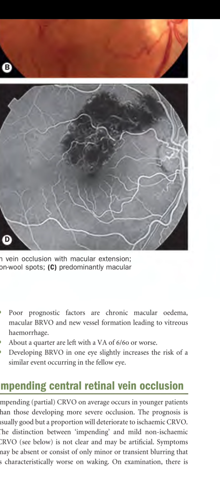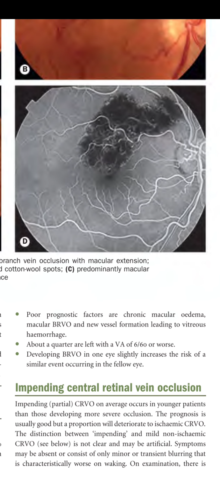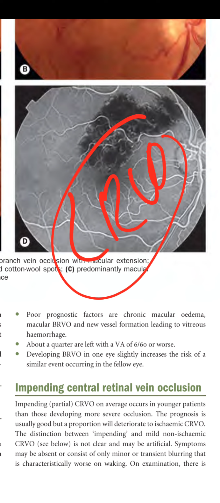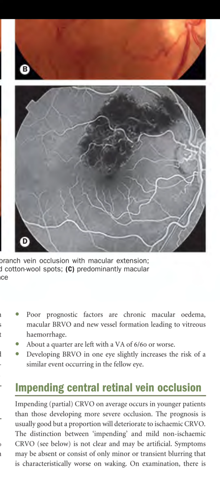So next is an impending CRVO, central retinal vein occlusion. It shows us the signs of central retinal vein occlusion, but not a full-blown CRVO. Impending or partial CRVO on average occurs in a younger patient than those developing severe occlusion. The prognosis is usually good, but a proportion will deteriorate to ischemic CRVO. The distinction between impending and mild non-ischemic CRVO is not clear and may be artificial.